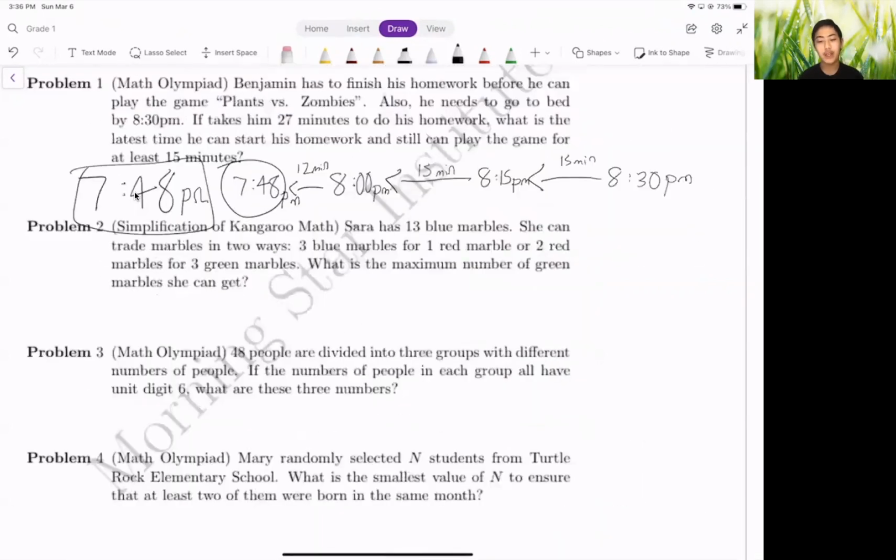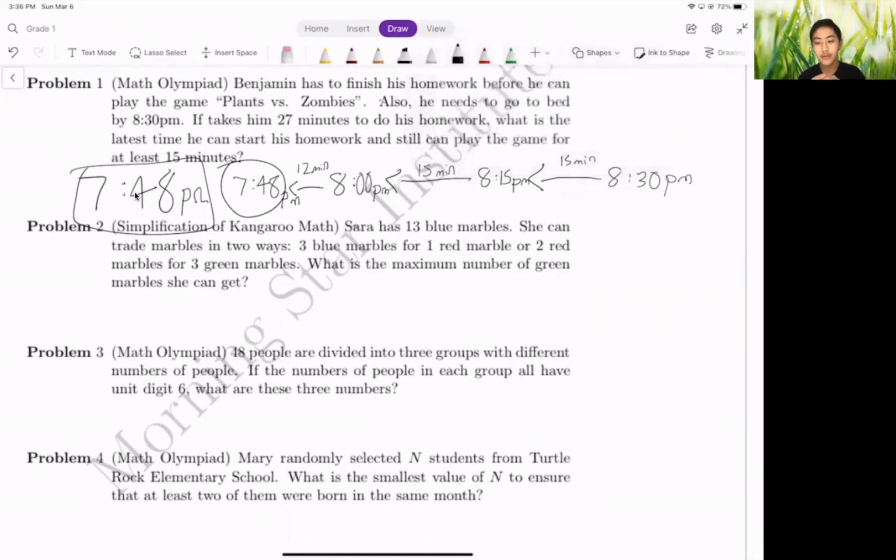Sarah has 13 blue marbles. She can trade marbles in 2 ways: 3 blue marbles for 1 red marble, or 2 red marbles for 3 green marbles. What is the maximum number of green marbles she can get? So we need to try to trade as many blue marbles for red marbles as we can, because we need to get green marbles, and that can only be traded from red marbles.